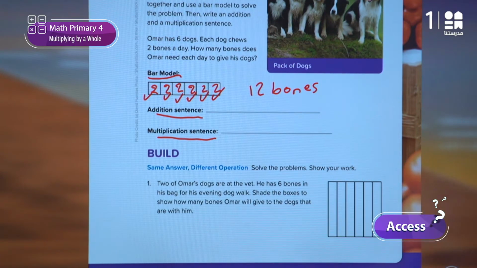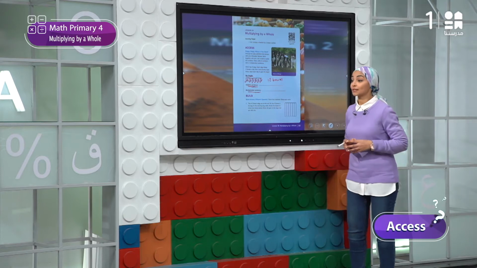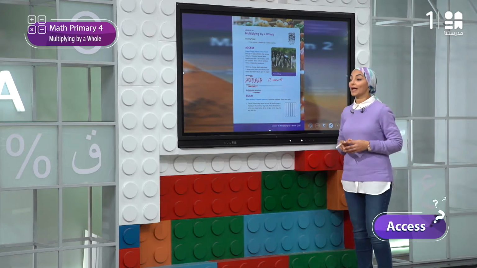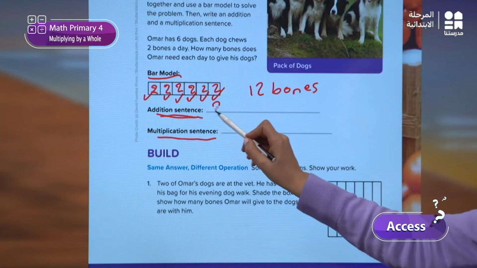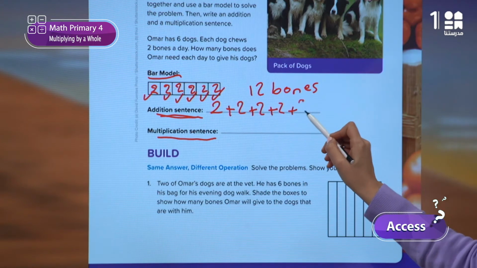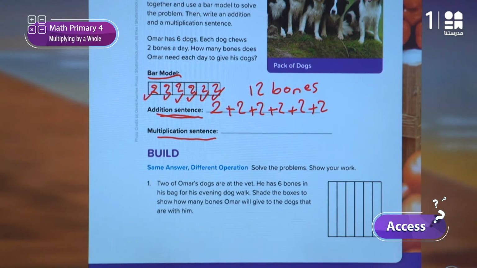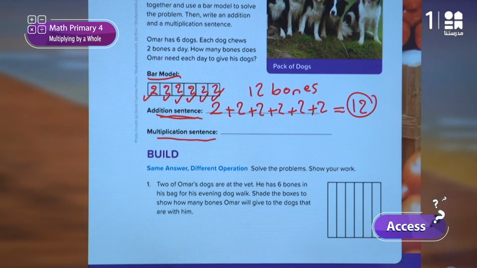Okay. Another friend answered it using addition. Let's write the addition sentence here. What did he do? He added the 2 six times. He did 2 plus 2 plus 2 plus 2 six times. Let's write it together: 2 plus 2 plus 2 plus 2 plus 2 plus 2. He wrote 2 six times, so the answer also equals 12.